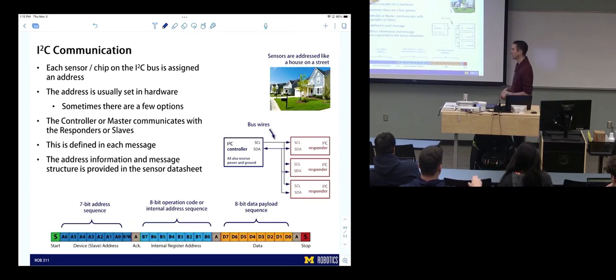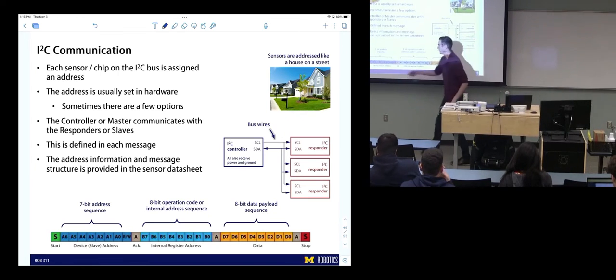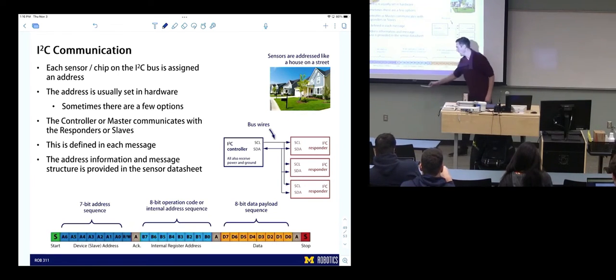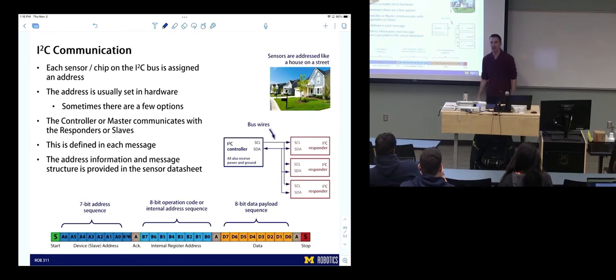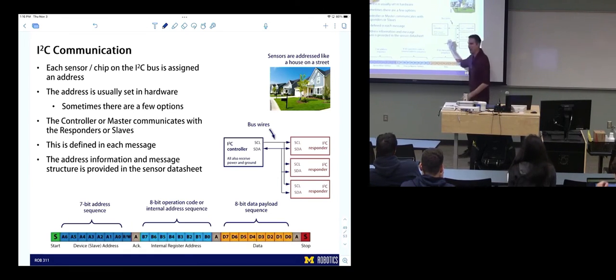You mean if you were actually structuring this message, how would you send it? You would just package it. The low-level library would take care of things like start, write, acknowledge, stop. So you can just use an API like write I2C block data, and then you would give it the address, opcode and data payload, and it would package it and send it for you.